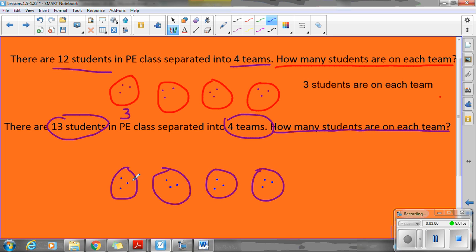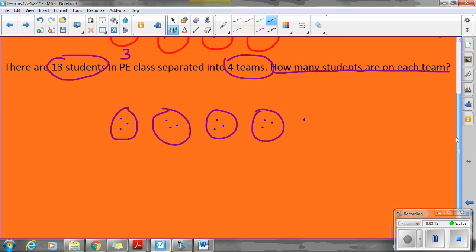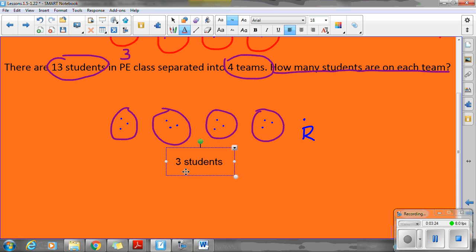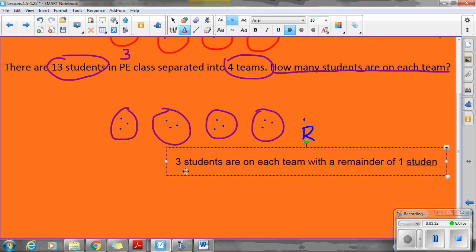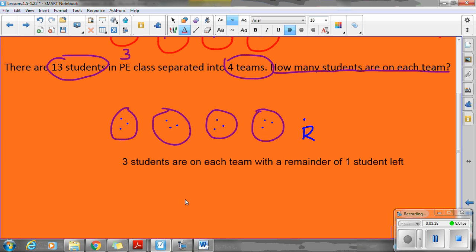Now because I can't put 13 in any of these groups because it'll make my groups unequal, I'm going to leave the 13th student outside of the teams. So I have this 1 student left over. So that is my remainder. That's what's left over. So my answer would be 3 students are on each team with a remainder of 1 student left. And so that would be my answer.